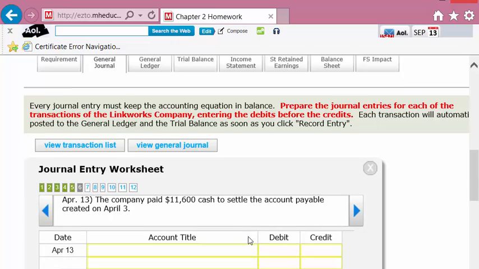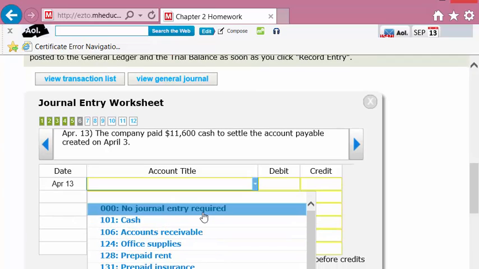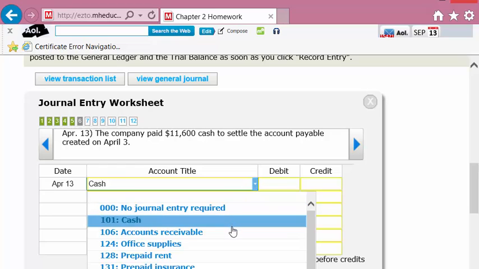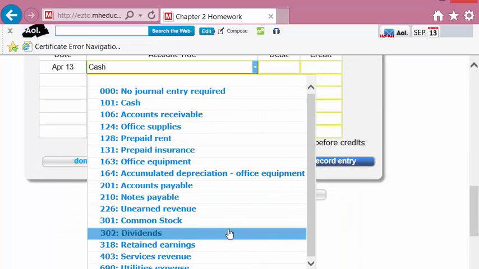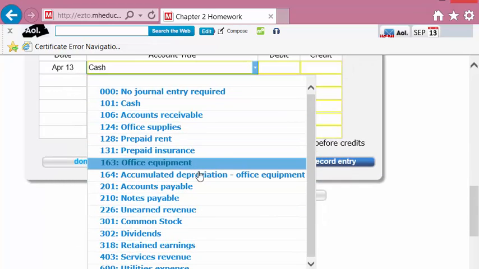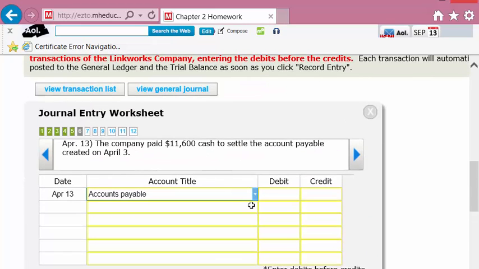Okay, so the company paid $11,600 cash to settle an account payable. Settle the account payable. No, we're not receiving cash. We're paying cash, aren't we? Accounts payable is a liability. We're paying it, aren't we? Pay a bill. And since it's a liability, we're paying it. We're decreasing our bill, aren't we? How do you decrease a liability? Do you debit it or credit it? Decrease a liability.